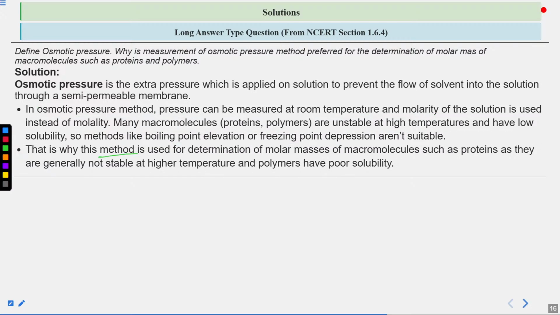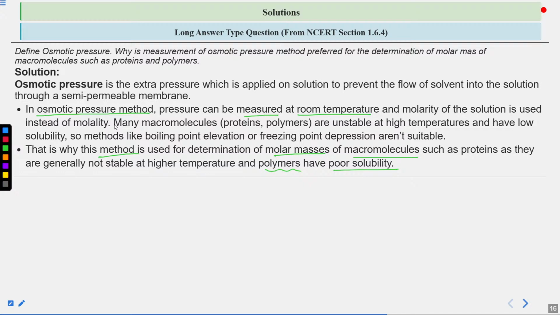That is why we use the osmotic pressure method for the determination of molar masses of macromolecules such as proteins, as they are generally not stable at higher temperature, and polymers have poor solubility at high temperature. They show poor solubility and they are also not stable. So for the molar mass measurement, we use the osmotic pressure method, because in this method we can measure at room temperature. Okay, so that means they will be soluble and they will be stable also.